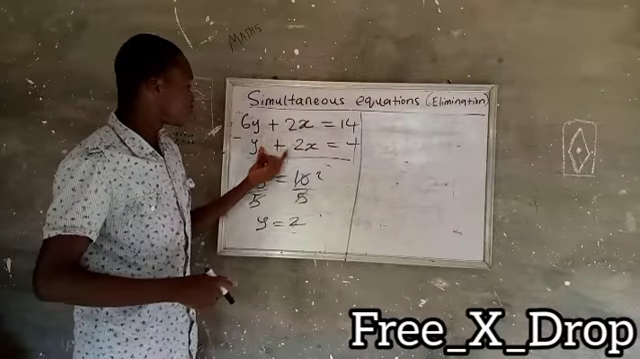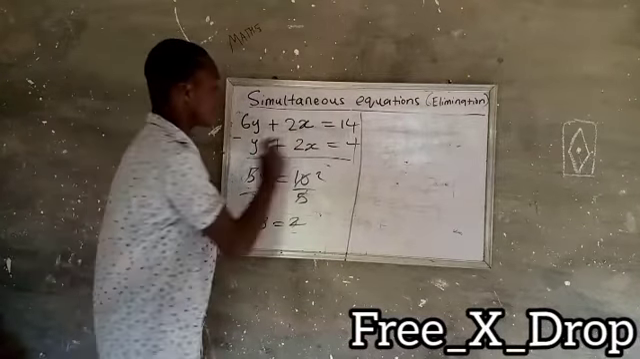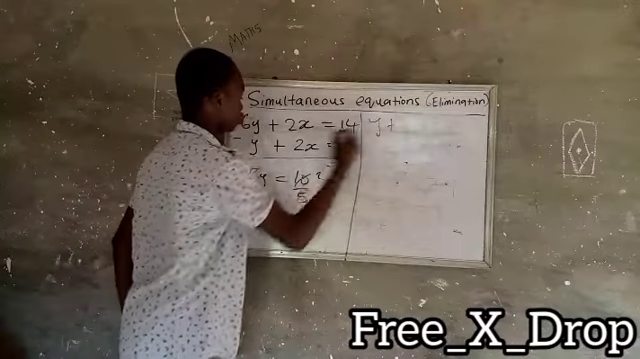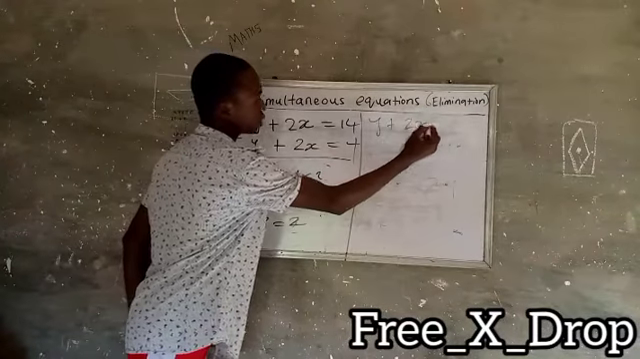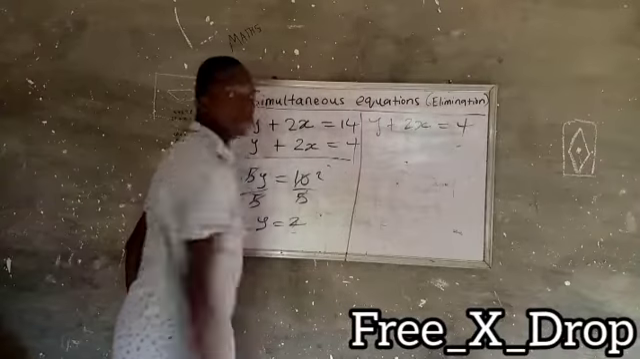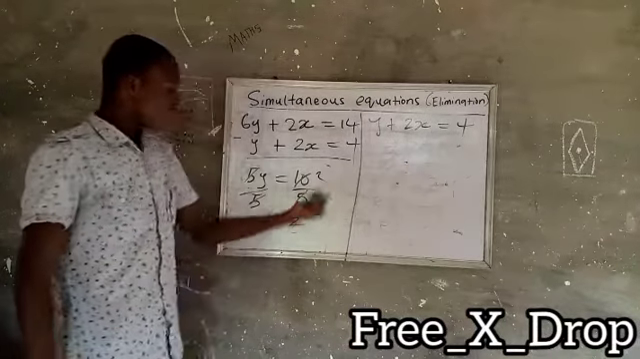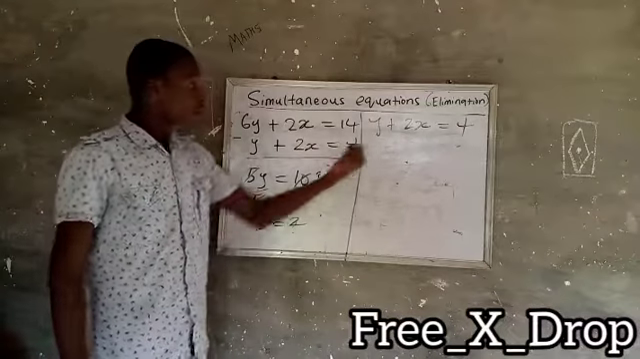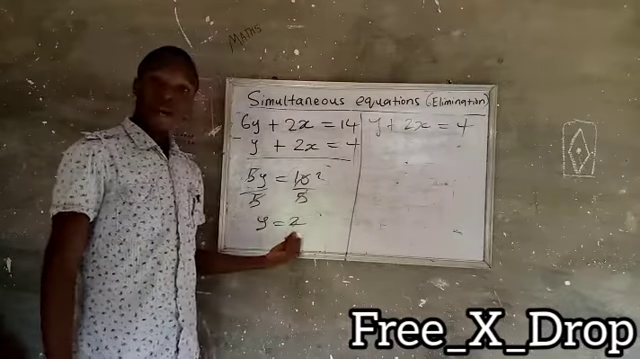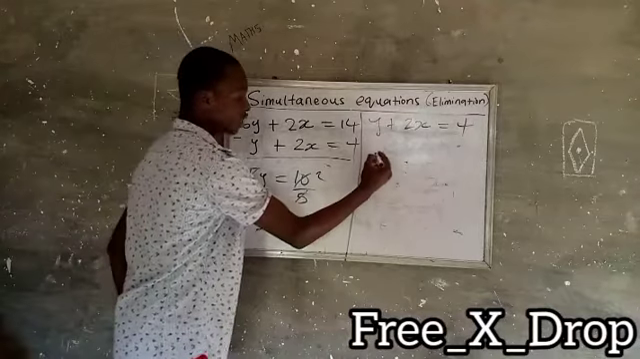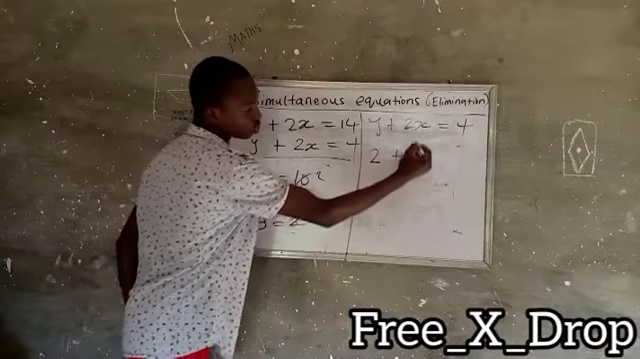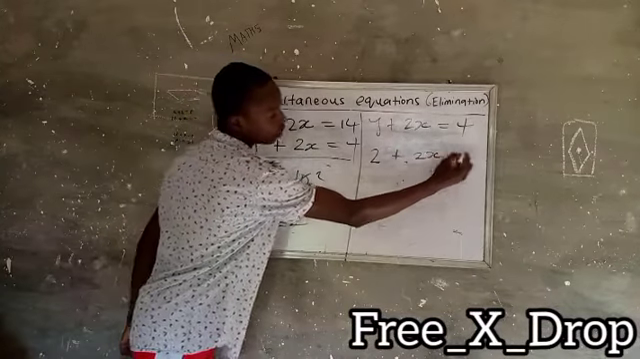Now, I'm going to be using this equation here. You have y plus 2x is equal to 4. Now, what is our y? Our y is 2. You can't solve two letters. You have already gotten your y as 2. So you put your 2 there. Y is 2, plus 2x equal to 4.